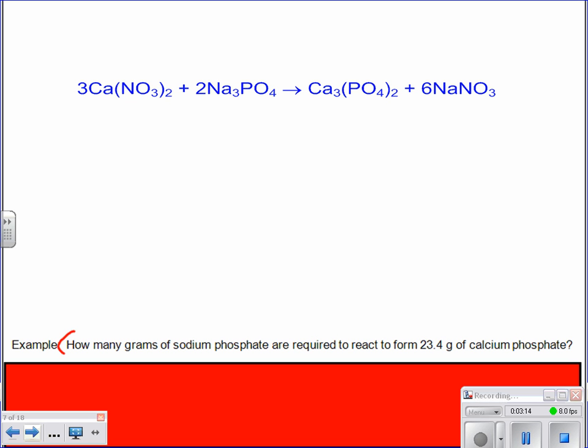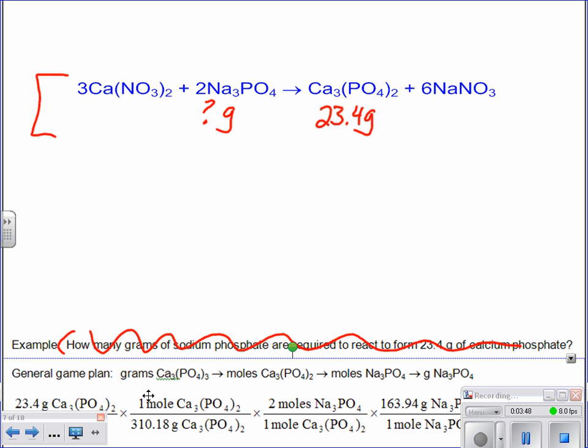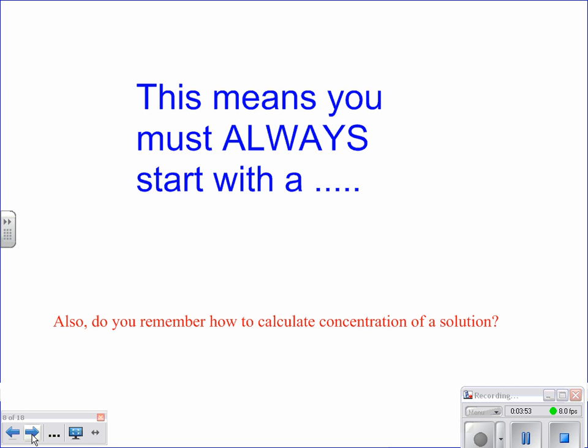So for example, it says, how many grams of sodium phosphate? So I find my sodium phosphate and I would put question mark g because it's asking how many grams of sodium phosphate are required to react to form 23.4 grams of calcium phosphate. So 23.4 grams of this. Well, I have just written everything that I need to know right here, so I don't have to read through that verbiage anymore. Everything I need is right in front of me. And then the workout of the problem is given to you in your handout, and I'll let you guys look at that on your own time because now we're going to do our own problems.